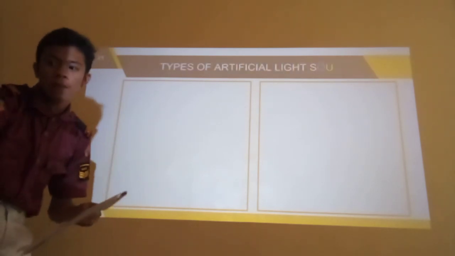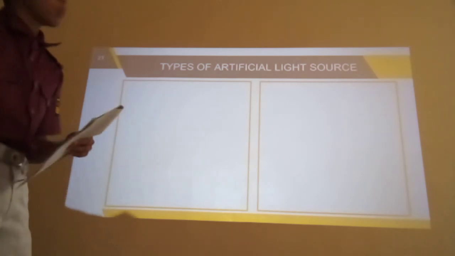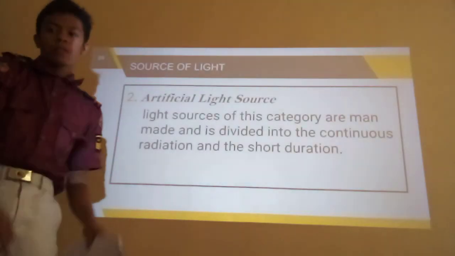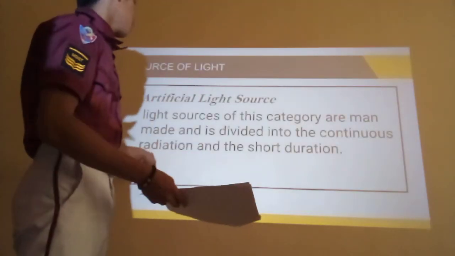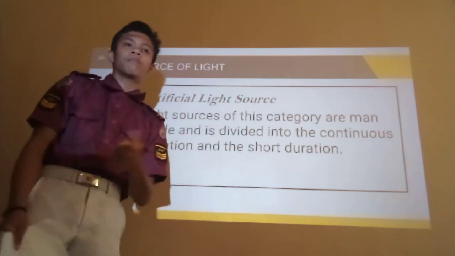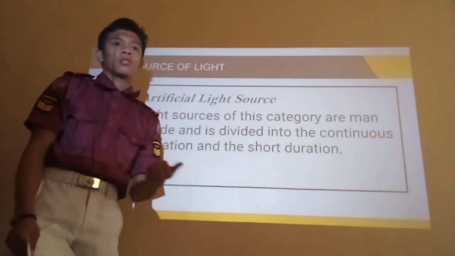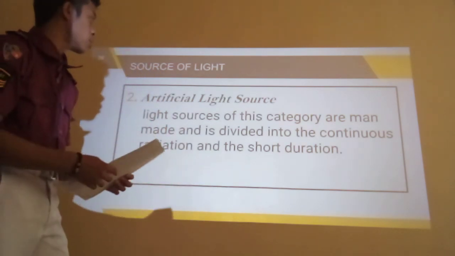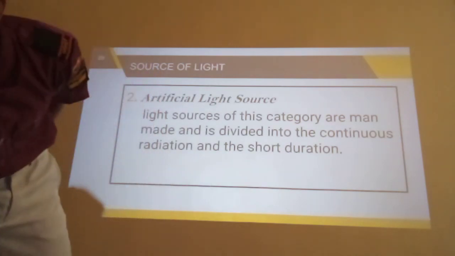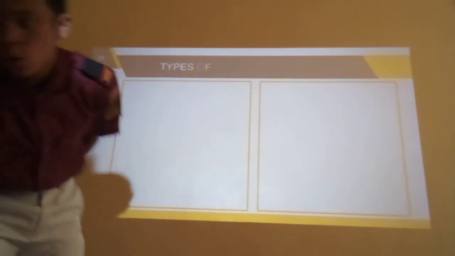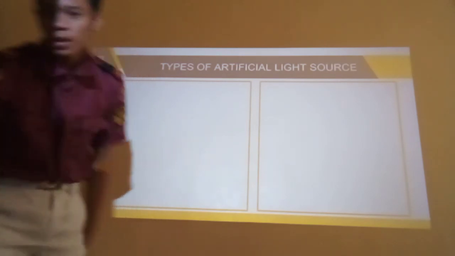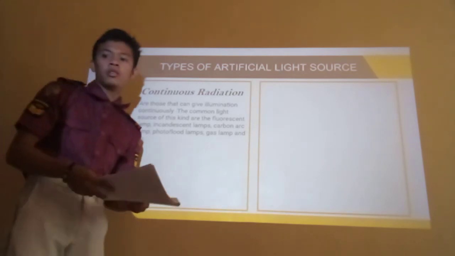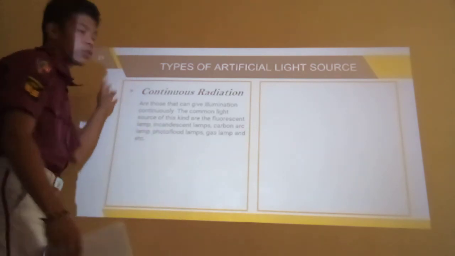So let's go to the other artificial light source. The examples of artificial light source are man-made, for example the lamp, the torch, fire. Those are the examples of artificial light source. Artificial light source has two types: the continuous radiation. So what is continuous radiation?